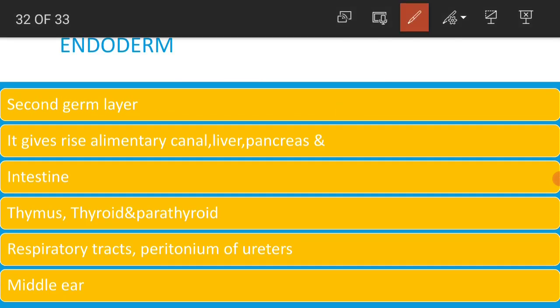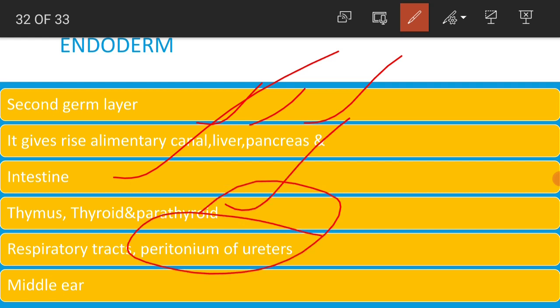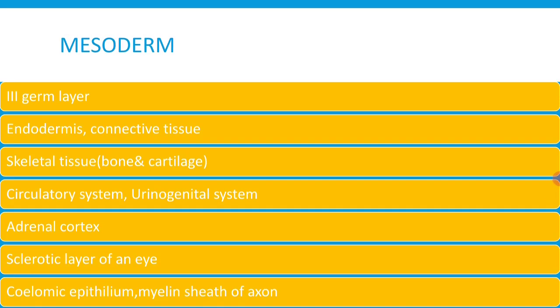And coming to the endoderm, which is the second germinal layer, it gives rise to alimentary canal, liver, pancreas and intestine. Thymus, thyroid and parathyroid glands are endodermal in origin. Respiratory tracts, peritoneum of ureters are endodermal in origin. And the middle ear, which is possessed by frog, arises from the endoderm. External ears are totally absent in case of frog, of course.